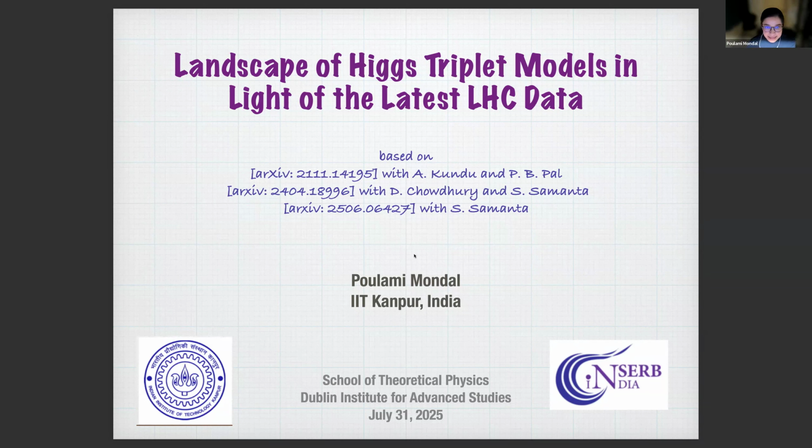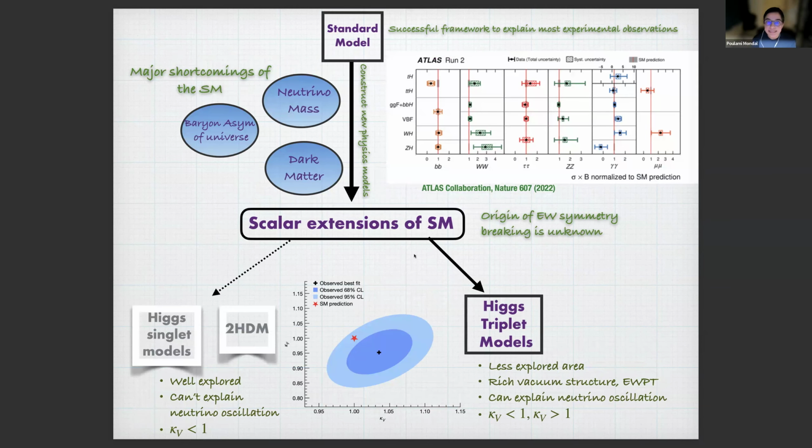So let's start. We all know that the standard model is a very successful framework to explain most experimental observations. As you can see from this ATLAS plot, the coupling modifiers are very close to the standard model predictions. But still, there are major shortcomings of the standard model, as we all know, which are the baryon asymmetry of the universe, the neutrino mass generation, or the origin of the dark matter.